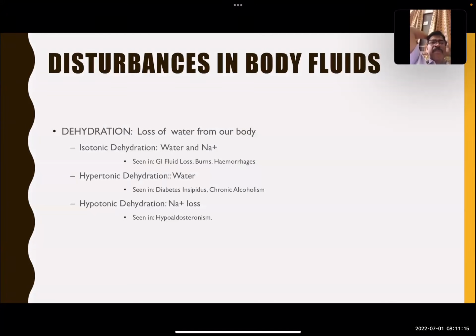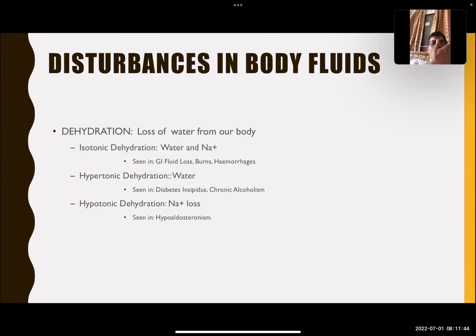Now, disturbances in body fluids. Basically, there are two types of disturbances, that is dehydration and overhydration. Dehydration is loss of water from our body. It is of three types: isotonic dehydration, hypertonic dehydration, and hypotonic dehydration. In isotonic dehydration, water and sodium are lost equally from the body. It is seen mainly in GI fluid loss, burns, and hemorrhages.